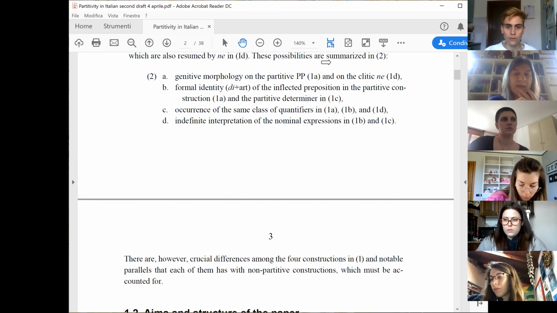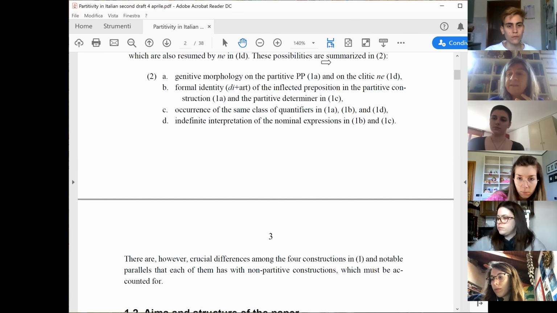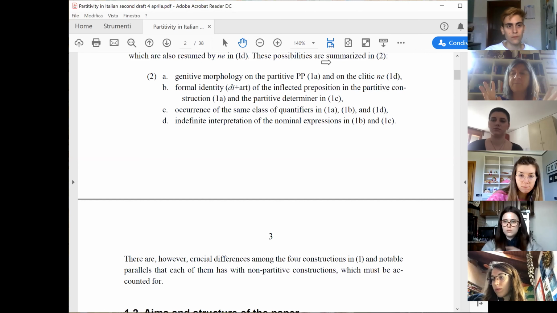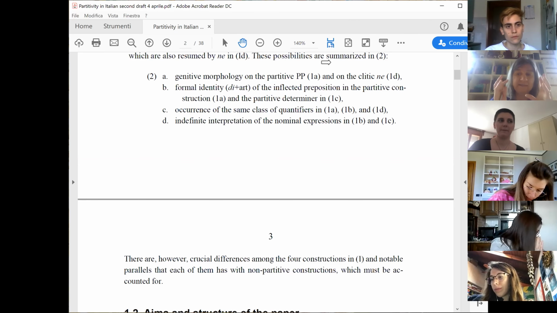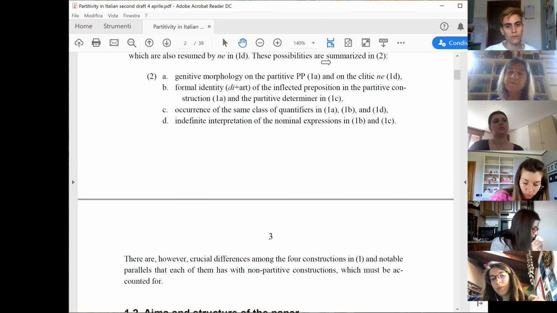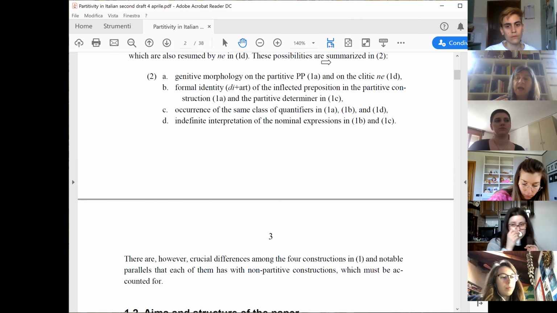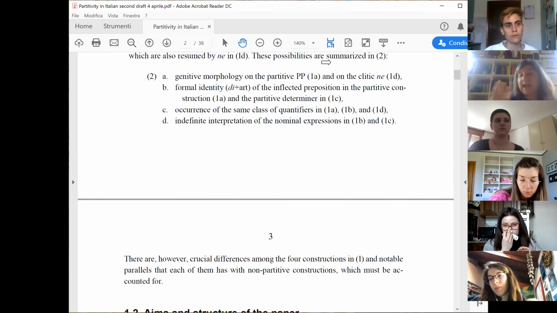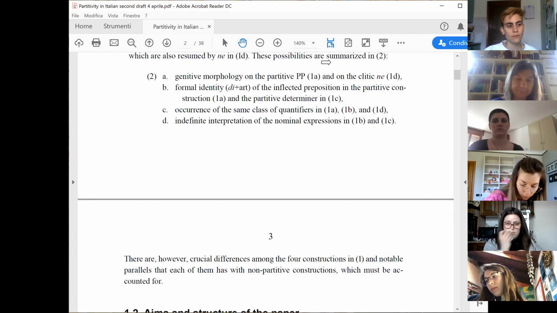And then we have indefinite interpretation of a different type. In 1B, alcune ragazze, some girls, and in 1C, delle ragazze. In some contexts, and this is again very suggestive of unification, alcune ragazze and delle ragazze are semantically equivalent.